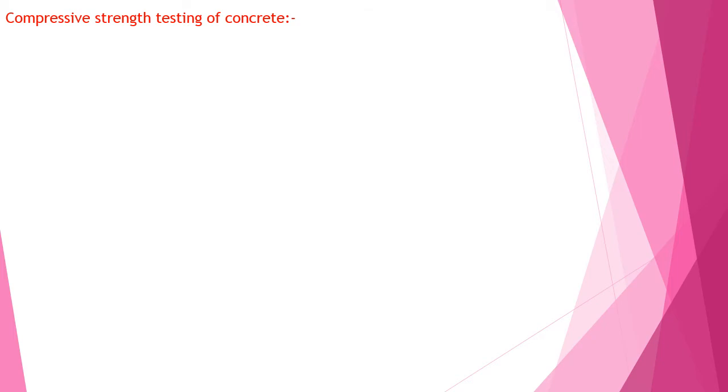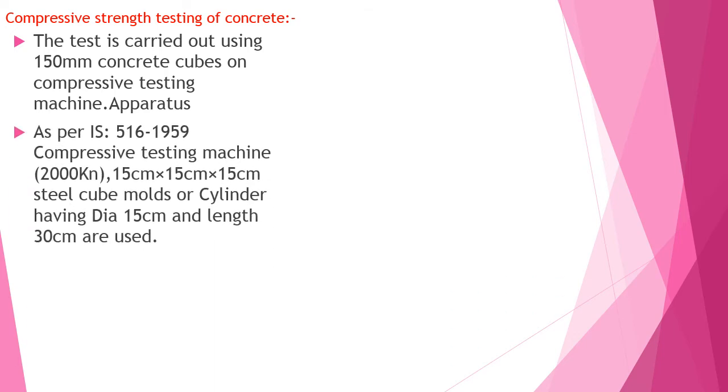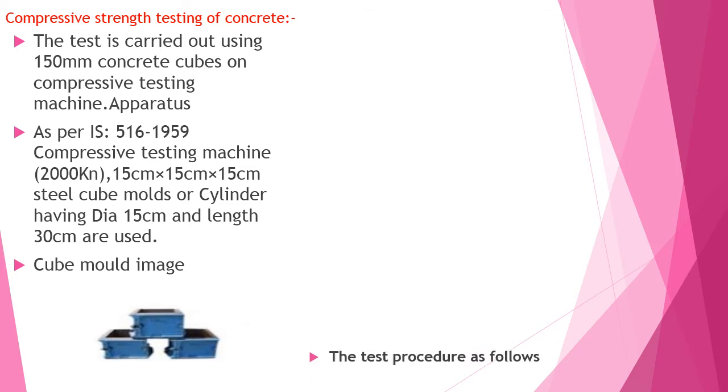Compressive strength testing of concrete. The test is carried out using 150 mm concrete cubes on a compressive testing machine apparatus. As per IS 516, a compressive testing machine of 2000 kilonewton, and 15 centimeter by 15 centimeter by 15 centimeter steel cube molds or cylinders having diameter 15 centimeter and length 30 centimeters are used. Cube mold image is as follows. The test procedure is as follows.